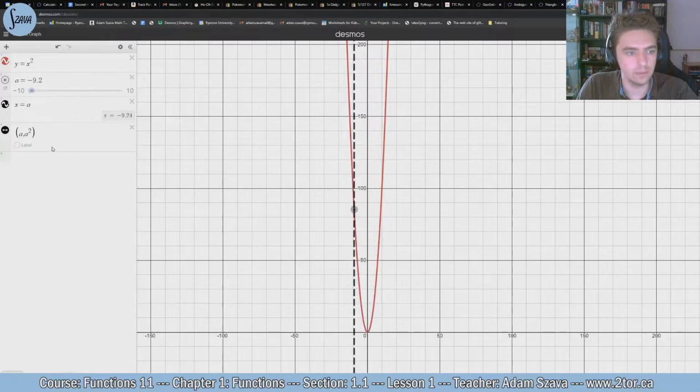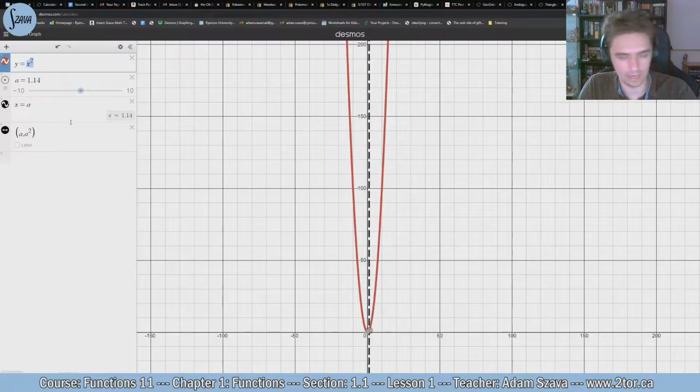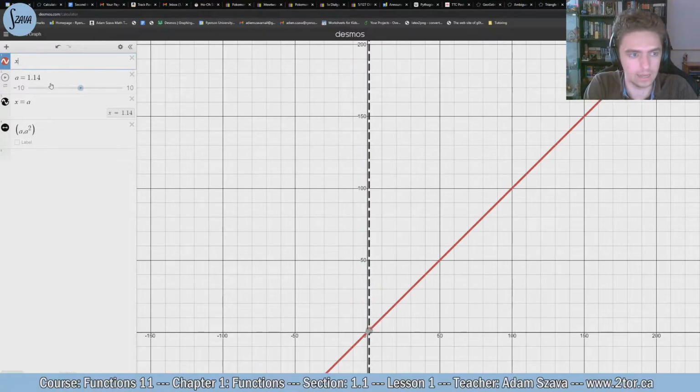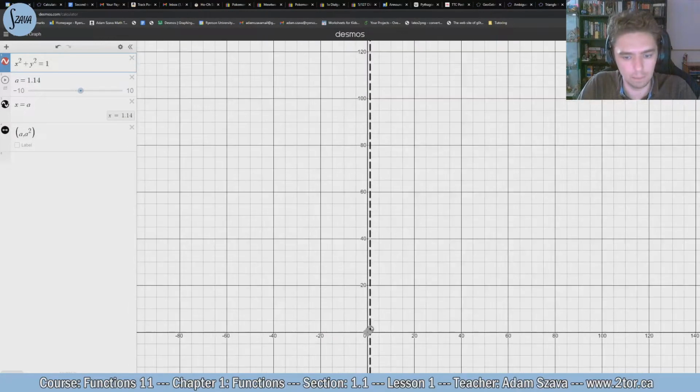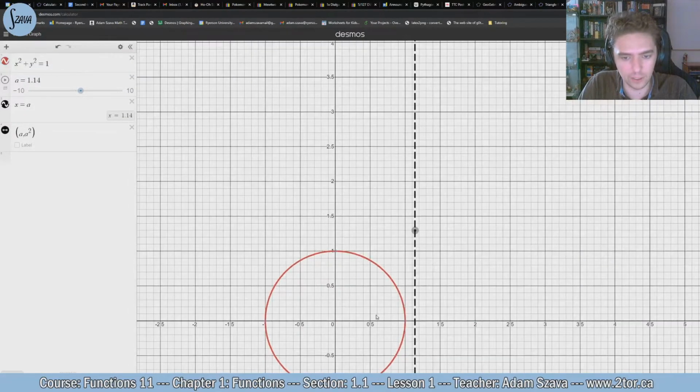Let's look at another example. Maybe I'll pause this for a second. Let's look at something a little bit more complicated. Actually, don't worry too much about what I'm typing here. You don't know how to define what I'm writing here. But if I zoom in, now we have a circle here.